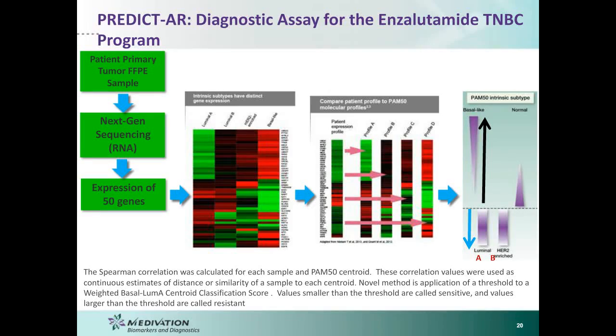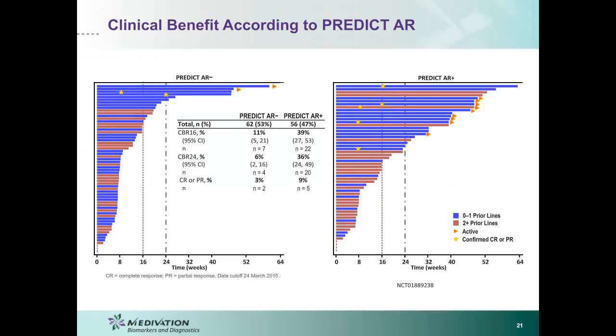So at this point, we've developed a diagnostic assay for enzalutamide in triple-negative breast cancer. The patient's primary tumor, or FFPE sample, is run through this next-generation sequencing assay. 50 genes are extracted. These are the PAM50 genes. We measure the distance to each of the centroids or each of the subtypes, and using the distance primarily to luminal A and then secondarily to basal-like, these two measures are combined to form our model of enzalutamide sensitivity.